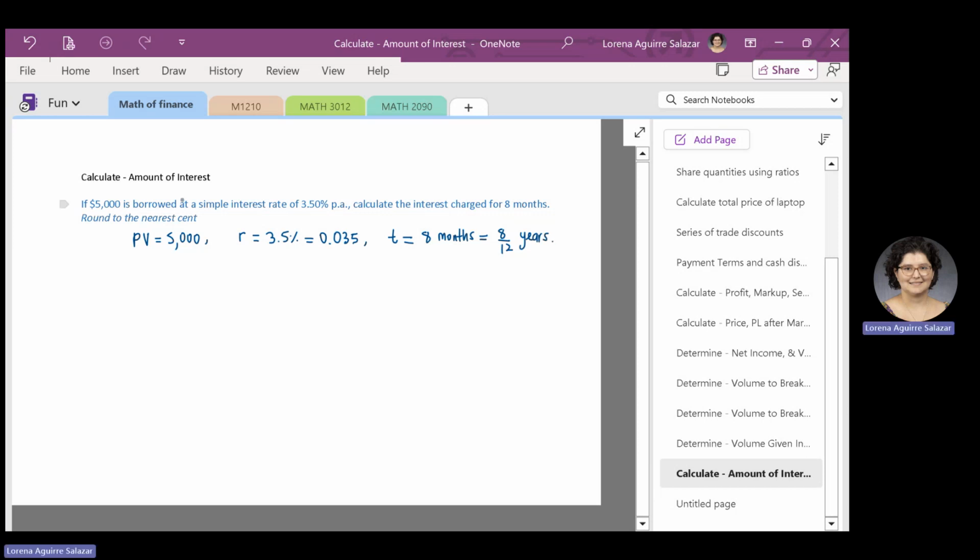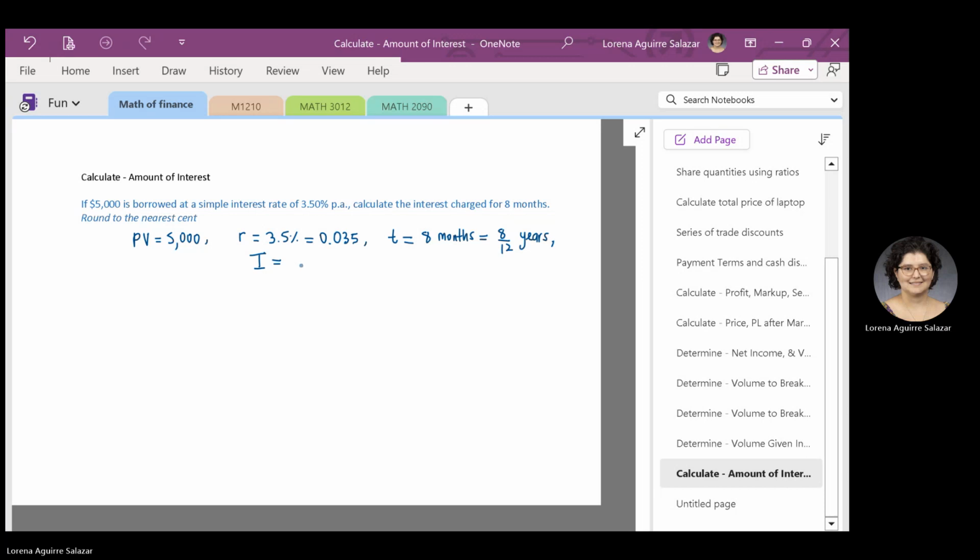And finally, another variable that shows up when we work with problems with simple interest is the amount of interest. And that's the unknown, what we have to find here. We want to find the interest charged for 8 months. The amount of interest is the amount charged for borrowing the principal amount for a period of time. In this case, I is the interest charged for borrowing $5,000 for 8 months.